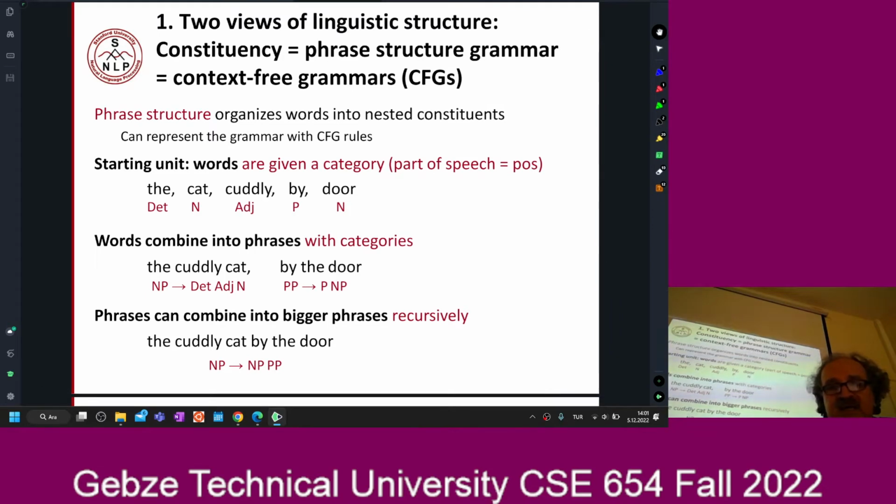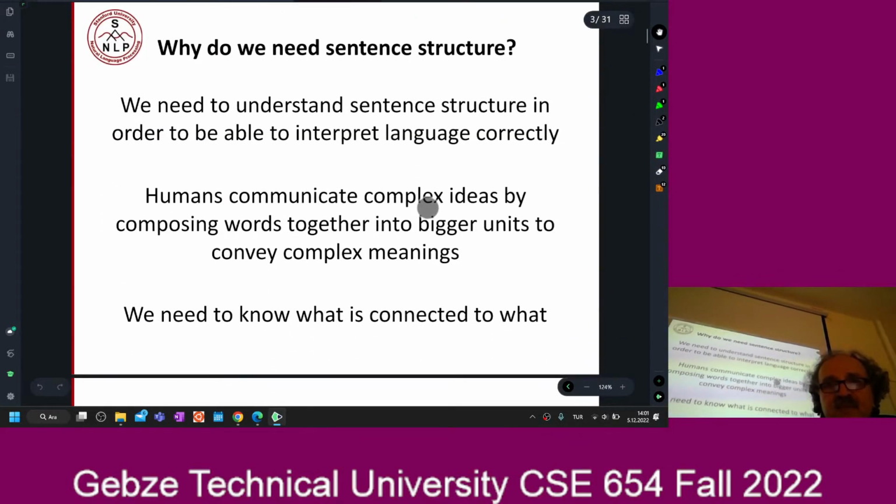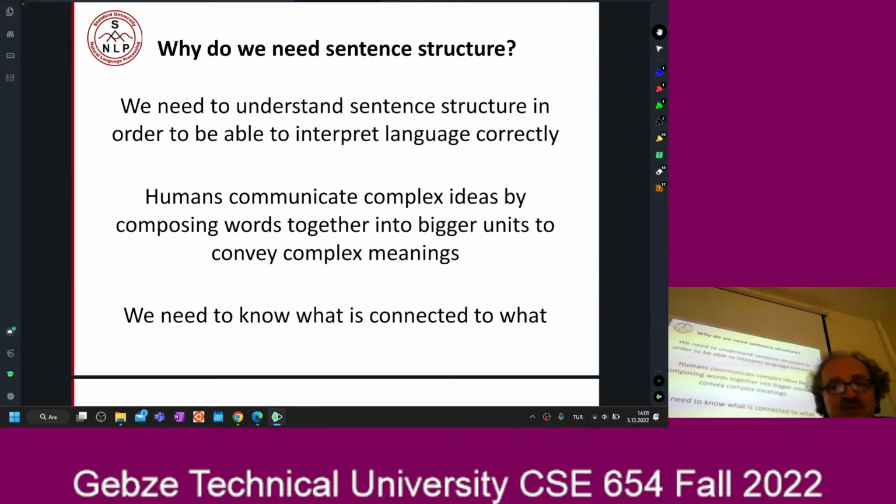So this is one approach: constituency, phrase structure grammar. Okay, so I can do this. And the other approach is different. The other approach says, let's find relationships between the words in a sentence. Some words are more important than the others. If I can find the relationship between those words and others, then that's a parsing. That's how we understand the sentence structure.